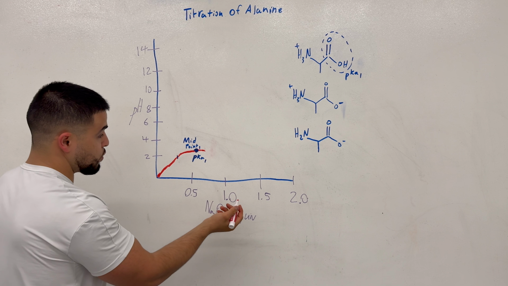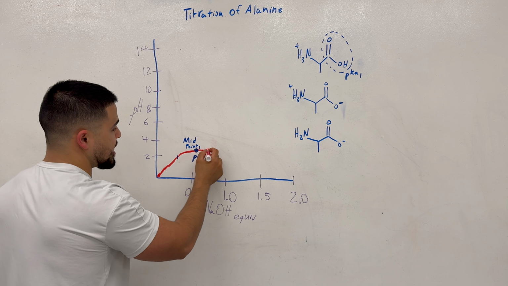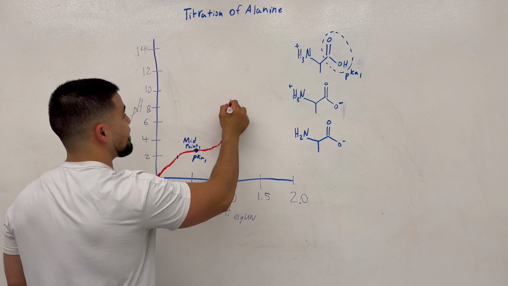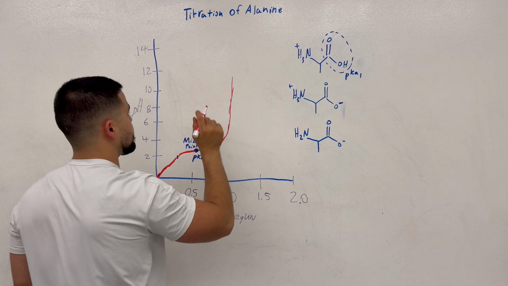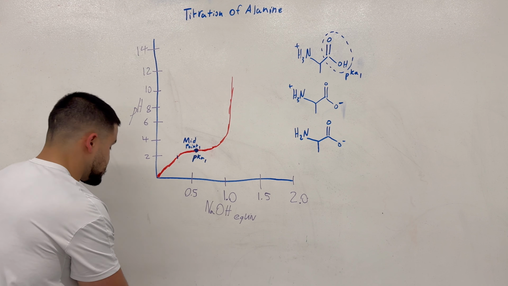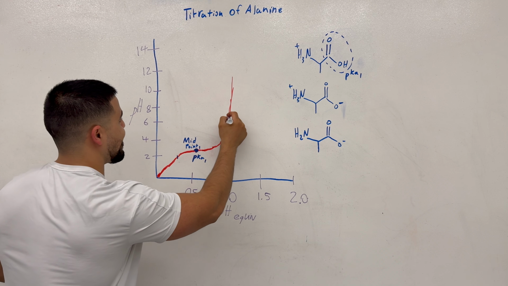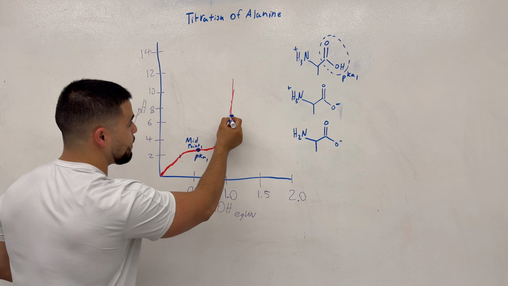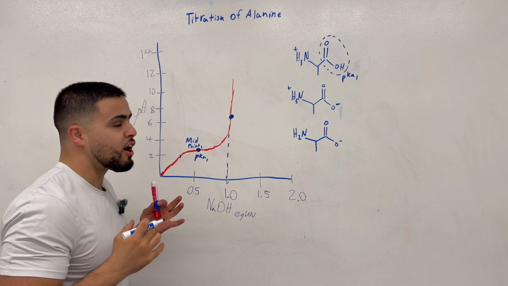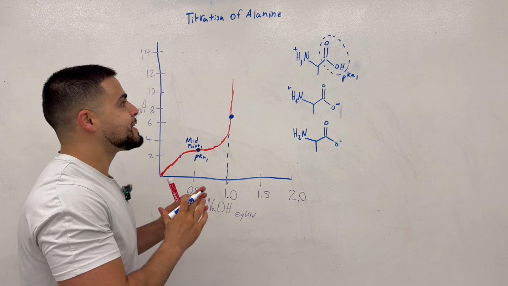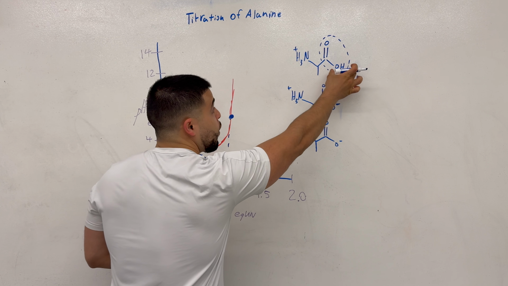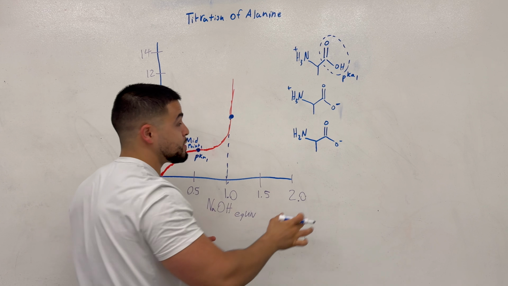Now we continue to add our strong base, and at some point we escape that buffer region. And you'll notice that at a particular point, you have this steep rise in the curve. Why is this occurring? This is because at this point specifically, right about here, you've hit your equivalence point. As you can see right here, you've added one equivalent of NaOH. In other words, you have fully deprotonated your entire sample. You've fully deprotonated all of the carboxylic acid groups in your solution.